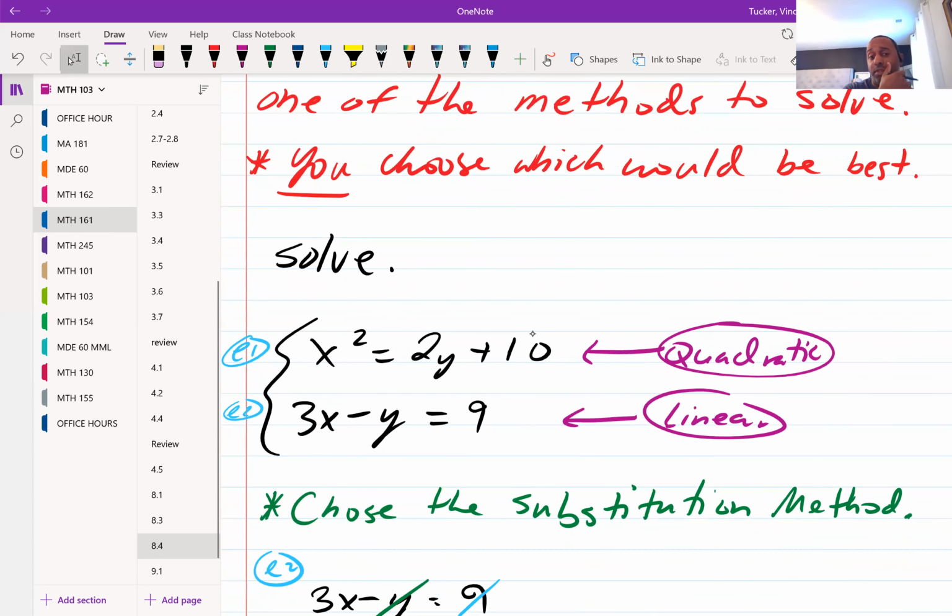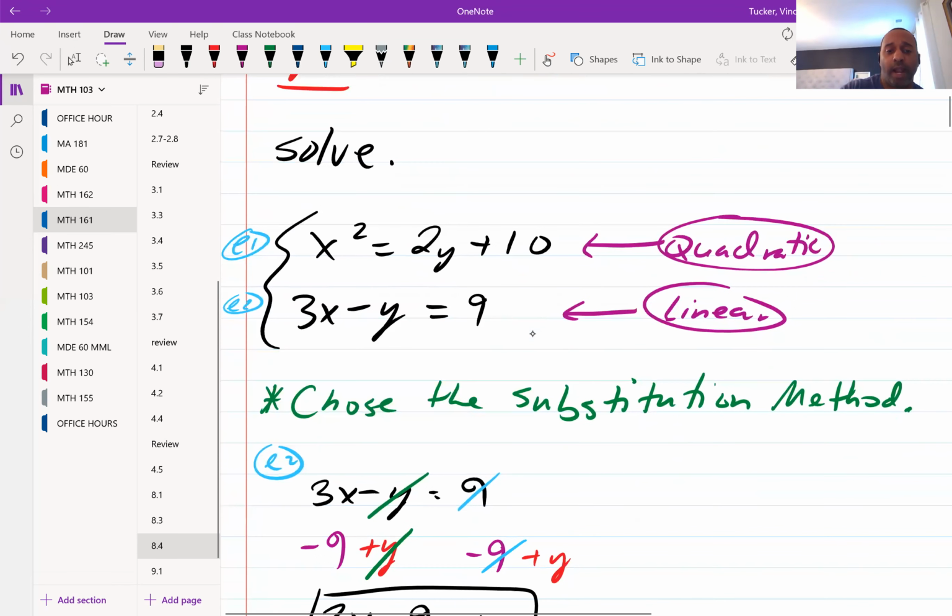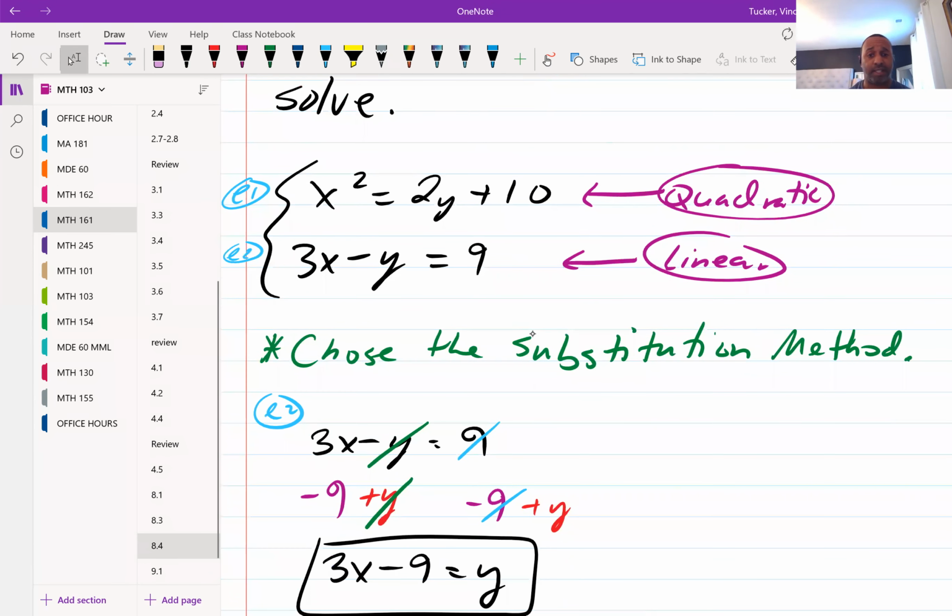So I chose the substitution method. If I'm going to use the substitution method, that means I need to take one of my equations and solve it for one of my variables. The easiest one is to take this one right here and solve it for y. So that's what I did here. I added y to both sides and subtracted 9 from both sides. So y is equal to 3x minus 9.